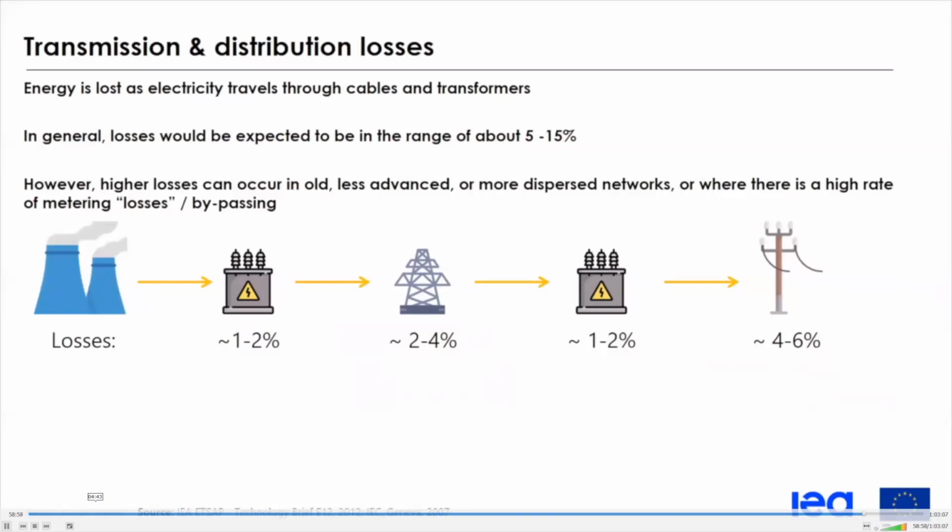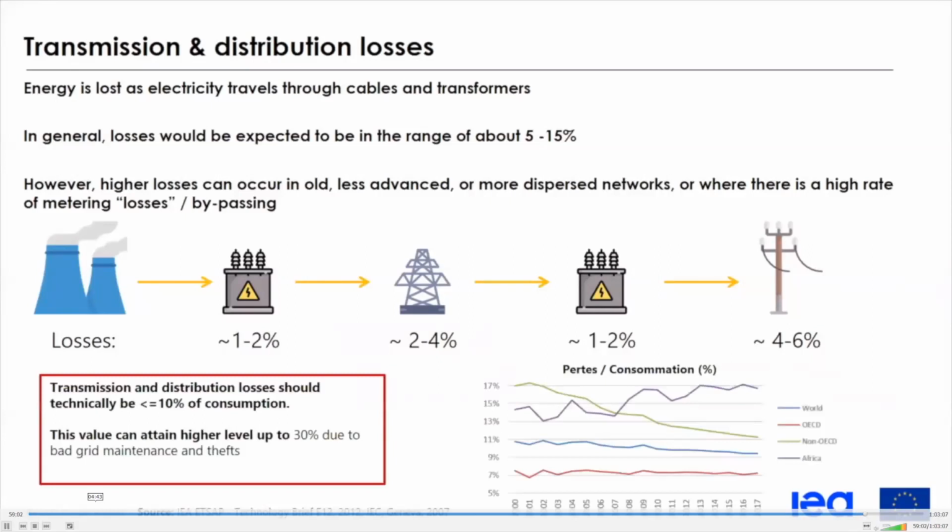In general, losses can be expected to be in the range of about 5 to 15%, with losses on the lower end of the scale observed in more advanced, compact, and well-maintained grids, and higher losses observed in older or more distributed grids, and where there is a high rate of meter bypassing. In other words, theft of electricity.